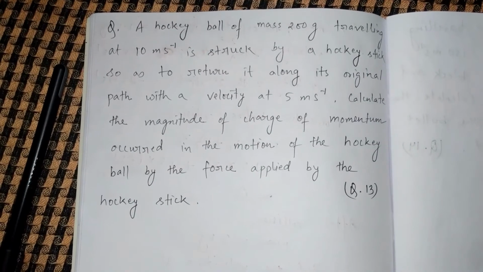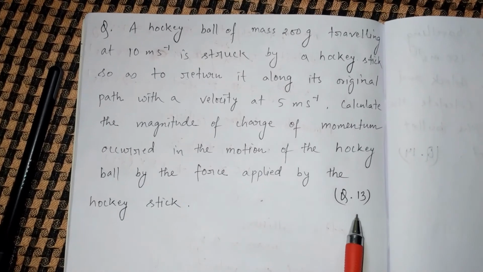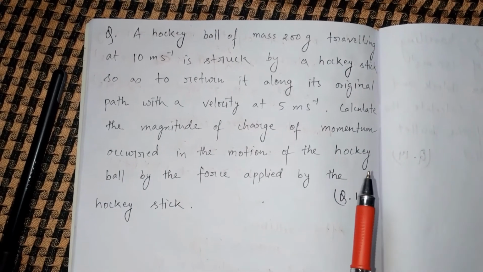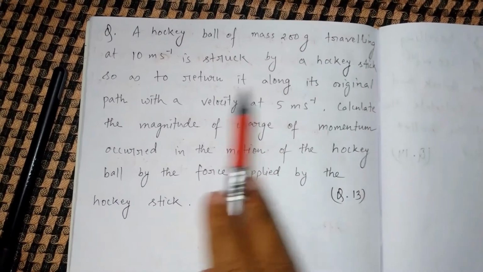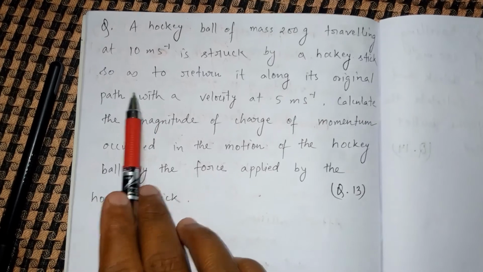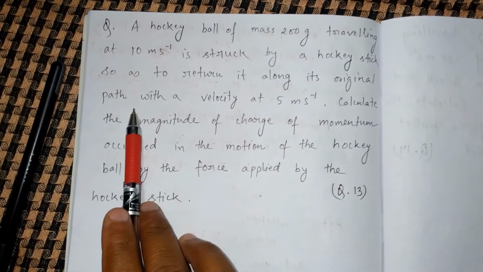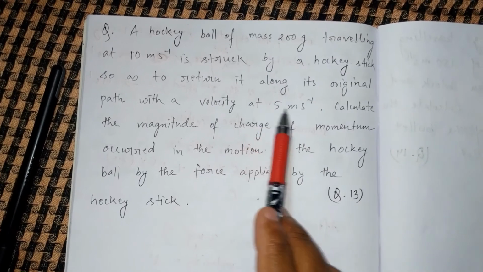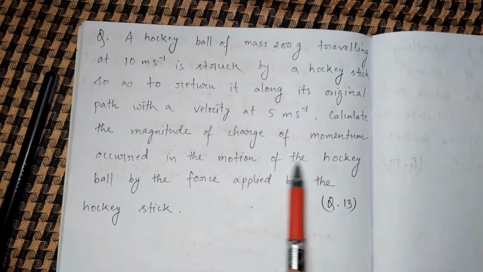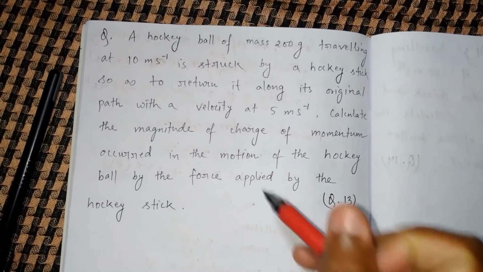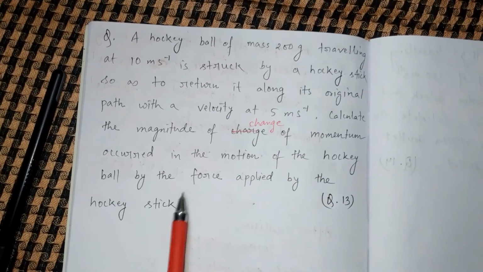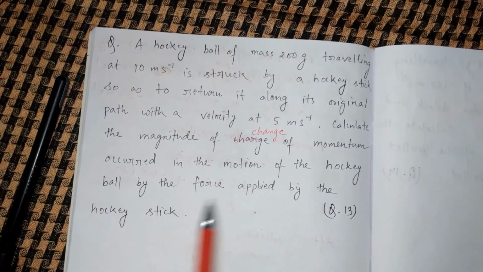Students, the next question I have taken from exercise question number 13. Okay, so let's see the question. A hockey ball of mass 200 gram traveling at 10 meter per second is struck by a hockey stick so as to return it along its original path with a velocity of 5 meter per second. Calculate the magnitude of change of momentum occurred in the motion of the hockey ball by the force applied by the hockey stick.